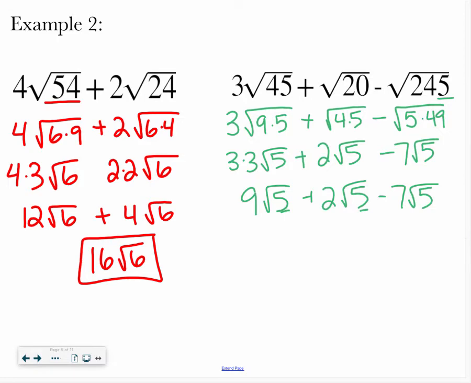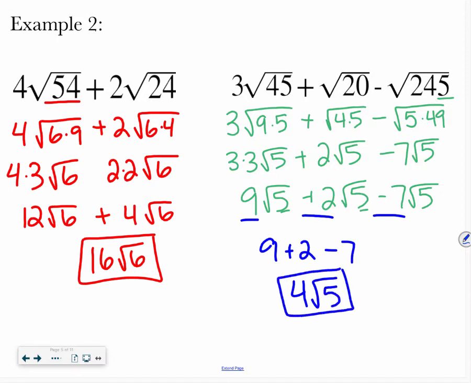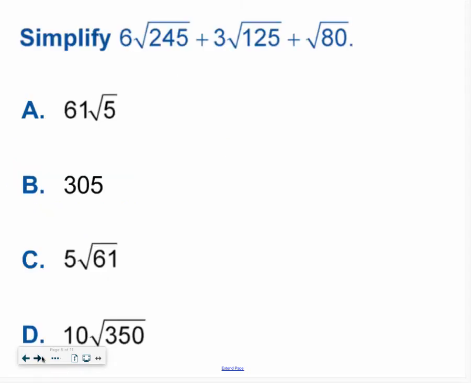Now I have a positive 9, positive 2, negative 7. So 9 plus 2 gives me 11. Minus 7 is 4. And then I bring down my square root of 5. If you have questions, please be sure to reach out for some help. Go ahead and simplify this expression.